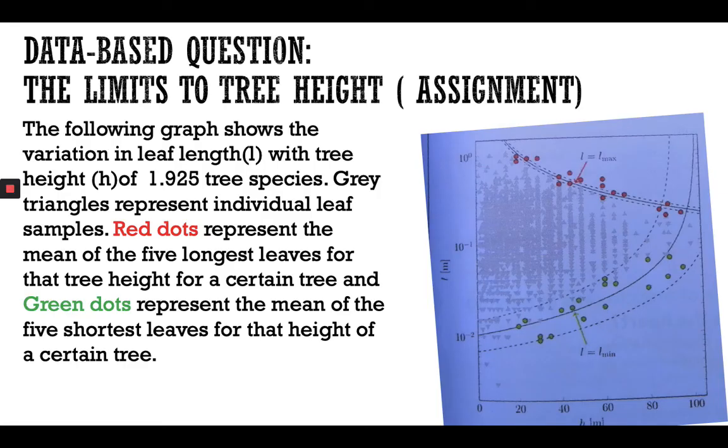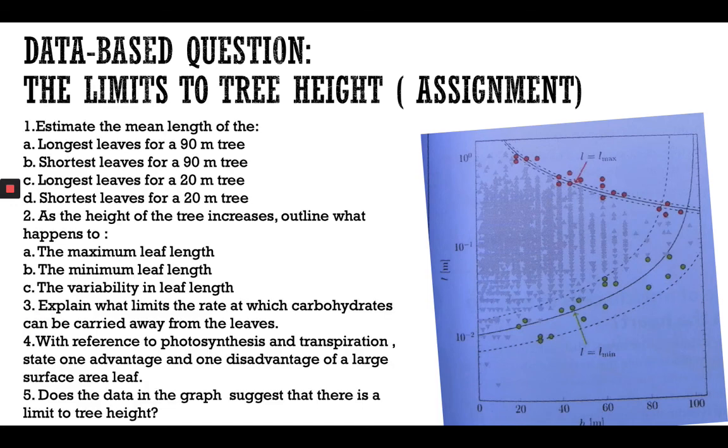So we have got a data-based question, which is your assignment. Here we have got the graph. The following graph shows the variation in leaf length with tree height, and the gray triangles represent individual leaf samples. The red dots represent the mean of the 5 longest leaves for that tree height for a certain tree, and green dots represent the mean of the 5 shortest leaves for that height. And you're going to answer those questions.